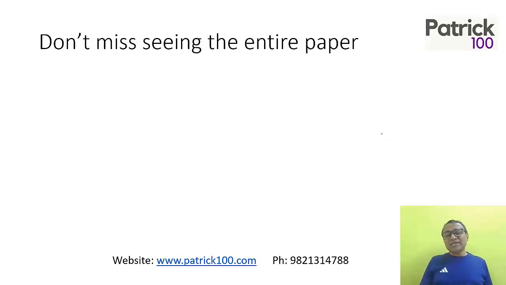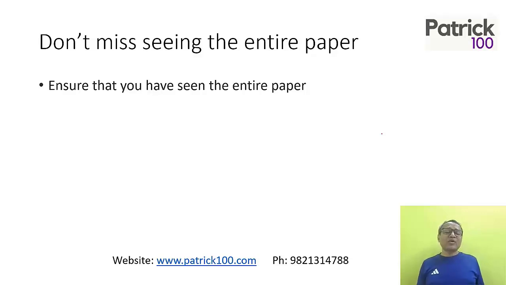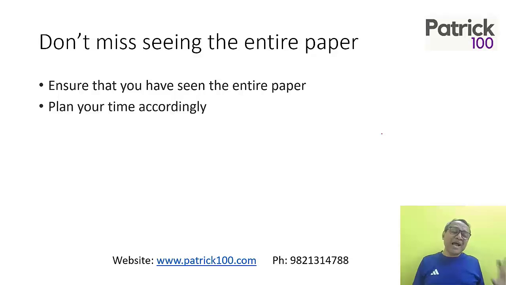Third is, don't miss seeing the entire paper. Okay, so ensure to see the entire paper as far as possible. Plan your time accordingly. So if you feel that you're going slow and you'll not be able to see the entire paper, learn to leave more questions to reach the end as fast as possible. Because sometimes what happens, people solve say 50 questions, 55 questions, the last 5 questions they have not seen, and those were the easiest questions, or they waste a lot of time on the initial questions.